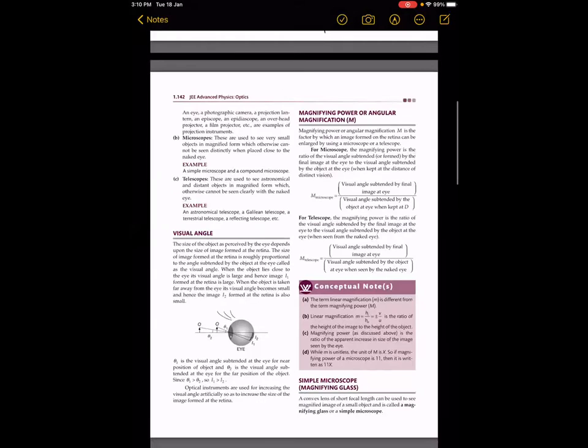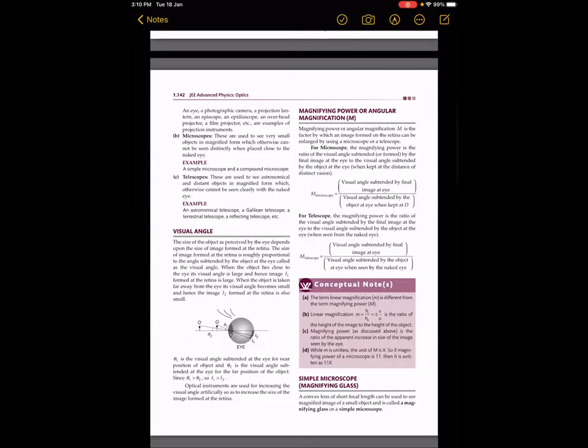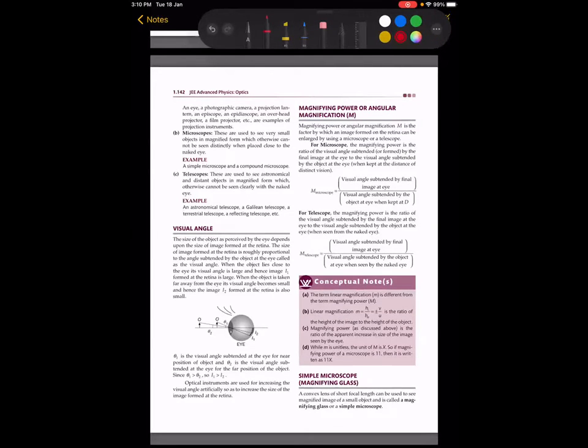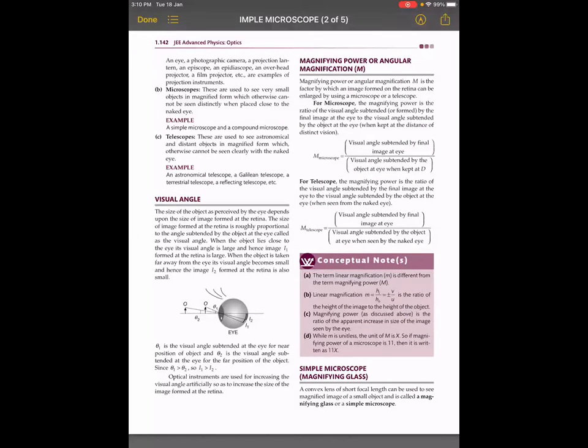Next, you talk about microscopes. What are microscopes? They are used to see very small objects in a magnified form, which otherwise cannot be seen distinctly when placed close to the naked eye. You know what types of microscopes exist, right? One is a simple microscope, and the next one is a compound microscope, right? The compound microscope is the one that is used in the biology lab to see microorganisms.